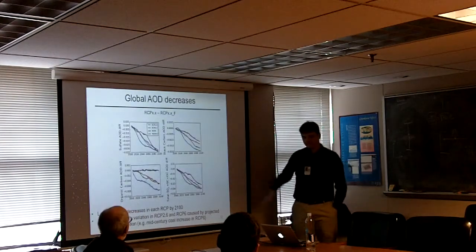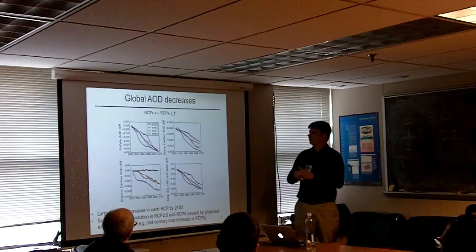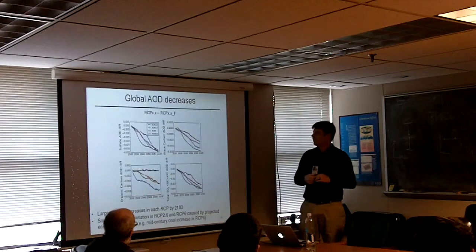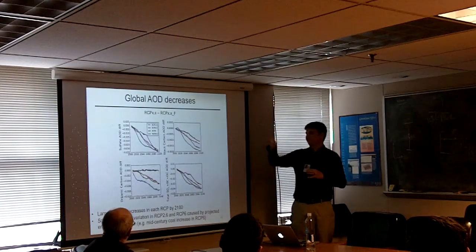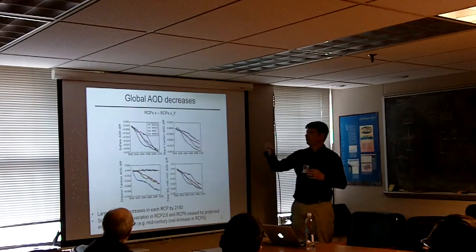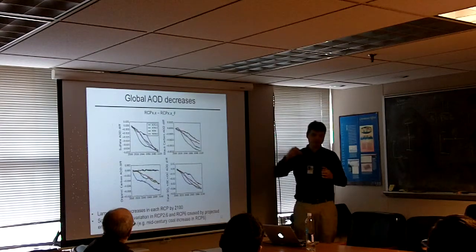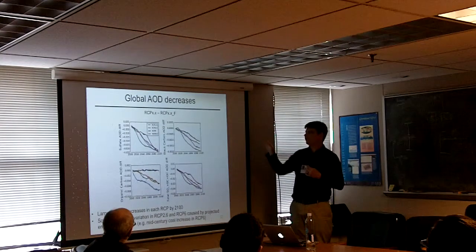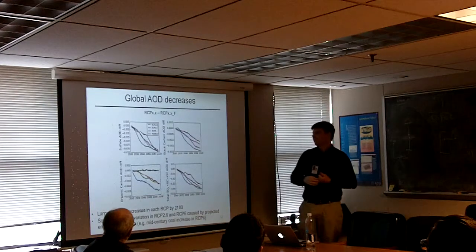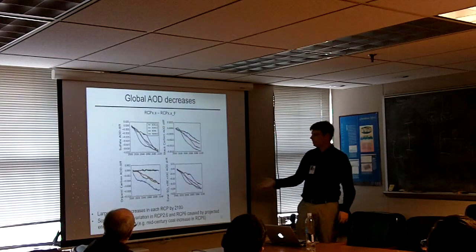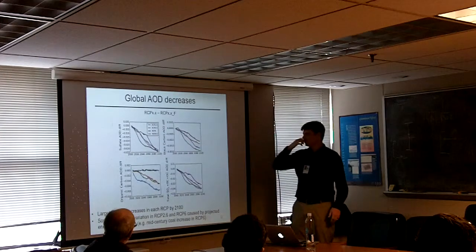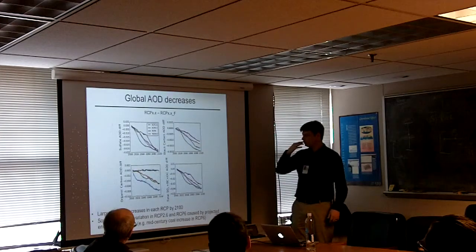Okay, so that was just an aside. Going back to the decreases, these are global aerosol optical depth decreases. This is the difference between the RCP transient runs and the RCP fixed emissions runs, and that's why all these are getting more negative. I'm not going to spend a whole lot of time on this because it's pretty similar to what I've already shown.